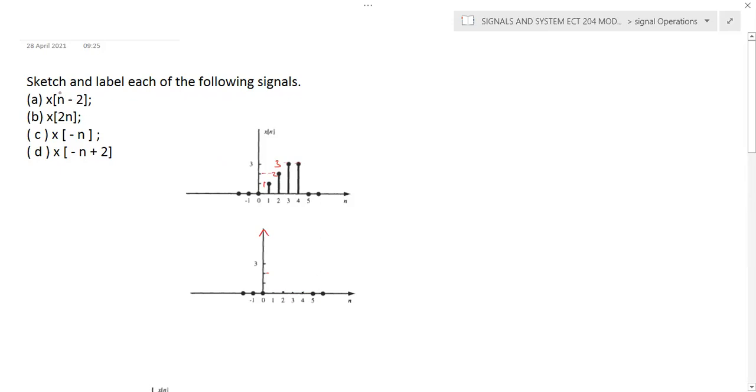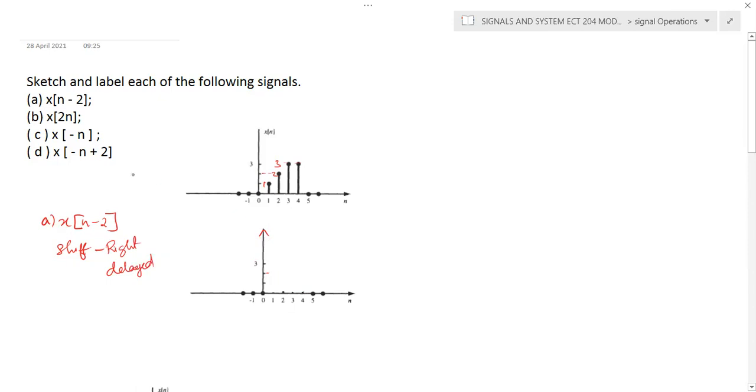See, there's a discrete time signal x of n given, and we need to find x of n minus 2. This is a discrete time signal, and we need to perform the shift operation. Here you can see that x of n minus 2 means we need to shift the entire signal by 2 units towards right. So it's a right shift, or we can call it a delayed version.